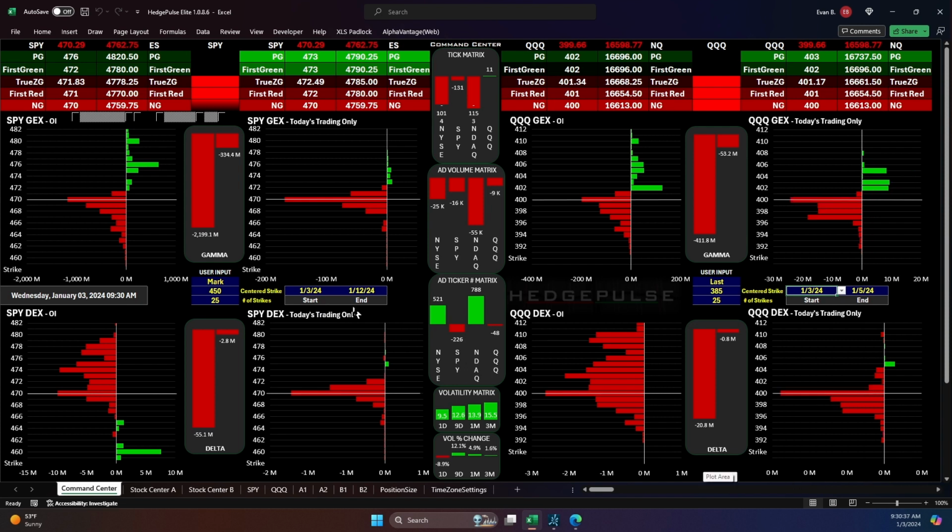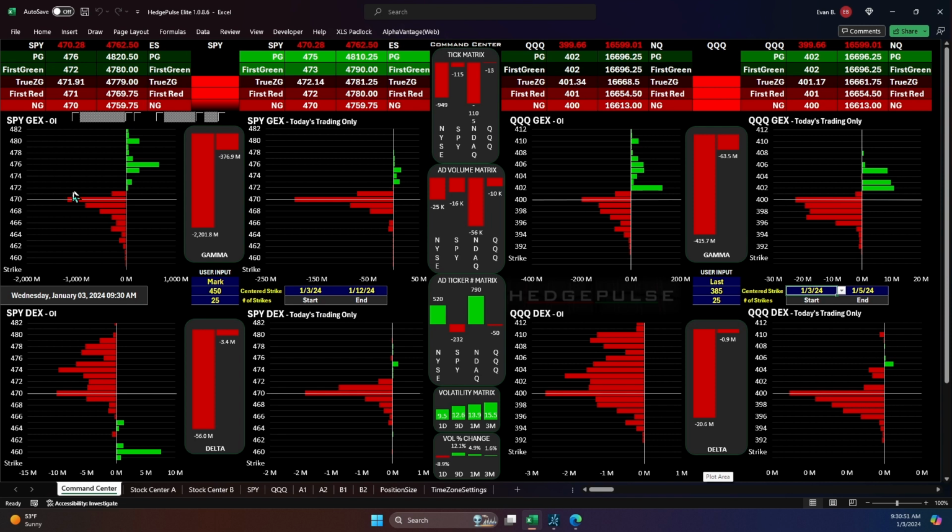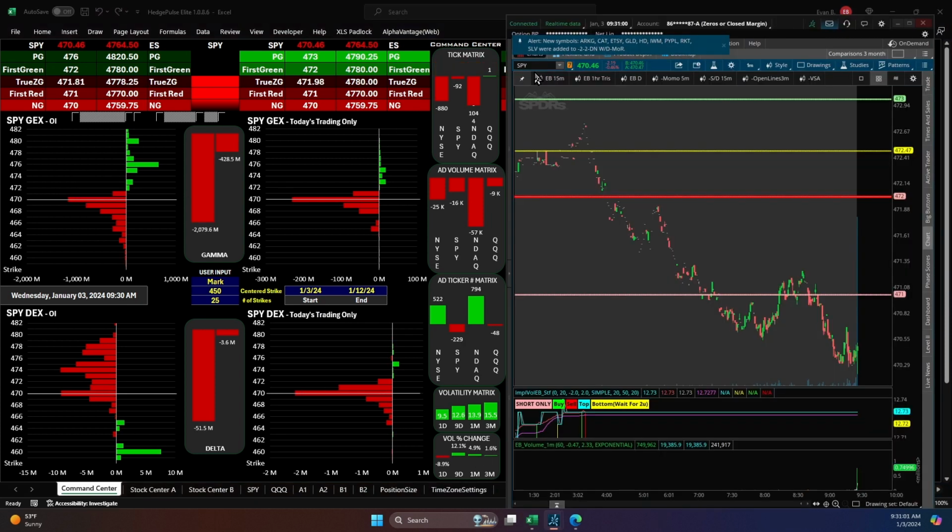So as you can see already, you see this develop. First thing, a lot of puts, okay? So let's watch what it does here. I'm going to open SPY chart.